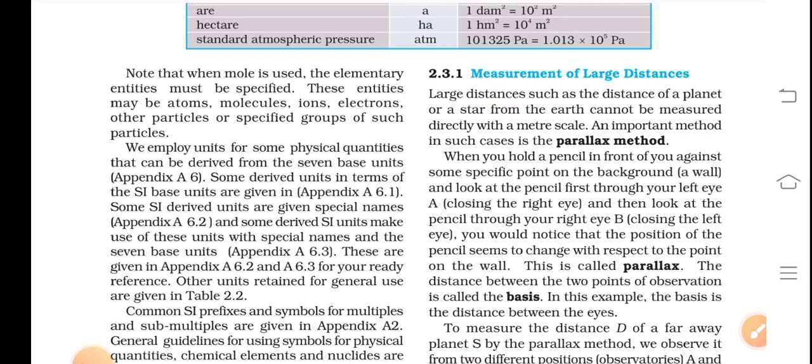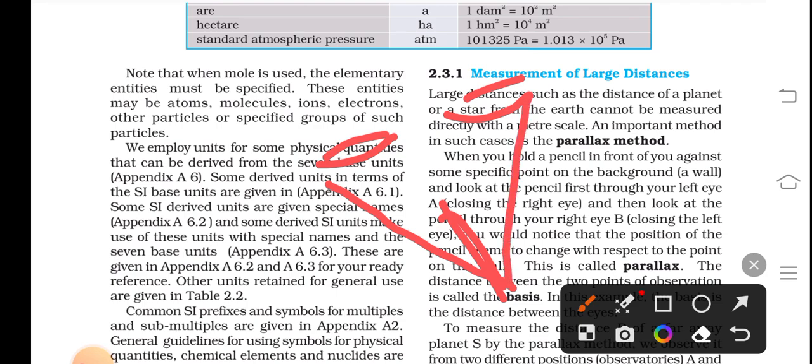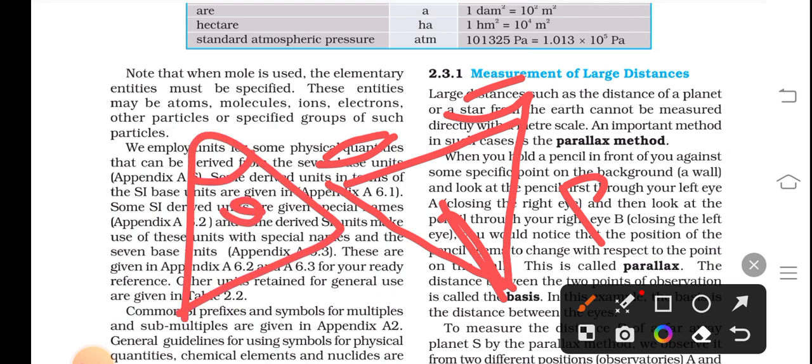When you hold a pencil in front of you against one specific point, this is like an experiment. For easy understanding, I want to explain here what the NCERT says. These are our two eyes. This is the pencil. By looking with this eye, we find the angle like this. By seeing from this eye, you find the angle like this. This is called parallax. You will come across it on the next page, so don't be stressed here.